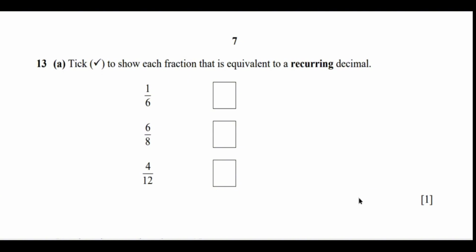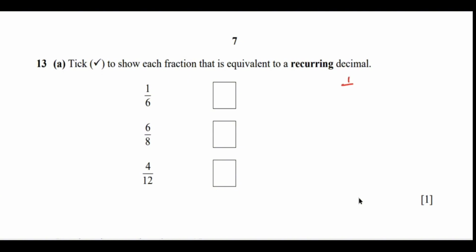So starting from 1 over 6, let's read the question again to understand what they are asking us. They say to show each fraction that is equivalent to a recurring decimal. So which fraction will keep giving you decimal numbers, okay? That will keep giving you a repeating number that will not stop at any point. So we can divide and find out which one.